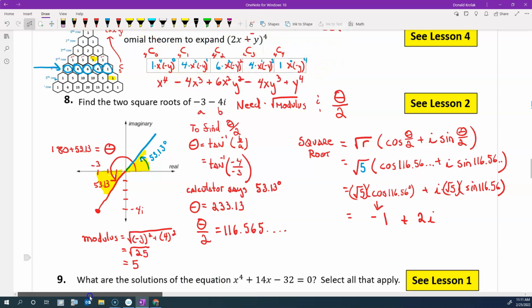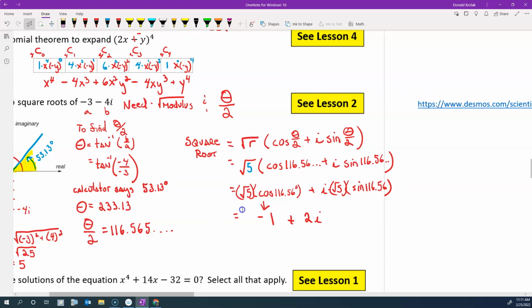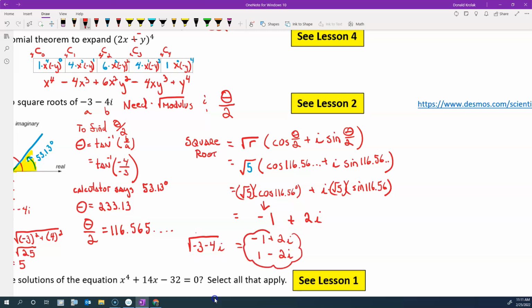Okay, so that's one root. So my two square roots: the square root of this is going to equal -1 plus 2i. And now take this and multiply it by -1, 1 minus 2i. And those are my two square roots. Remember, these should be opposites of each other.